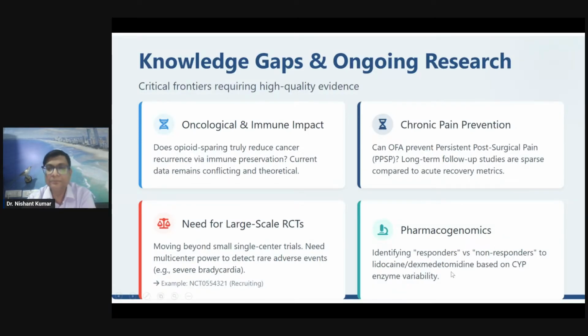Then again, we have to look at responders versus non-responders for pharmacogenomics, because there is an odd patient who complains of pain even after you have given ketamine, dexmedetomidine, lignocaine, and other drugs as well. And that small touch of opioid is required to relieve pain. So probably it's the pharmacogenomics we need to study more.